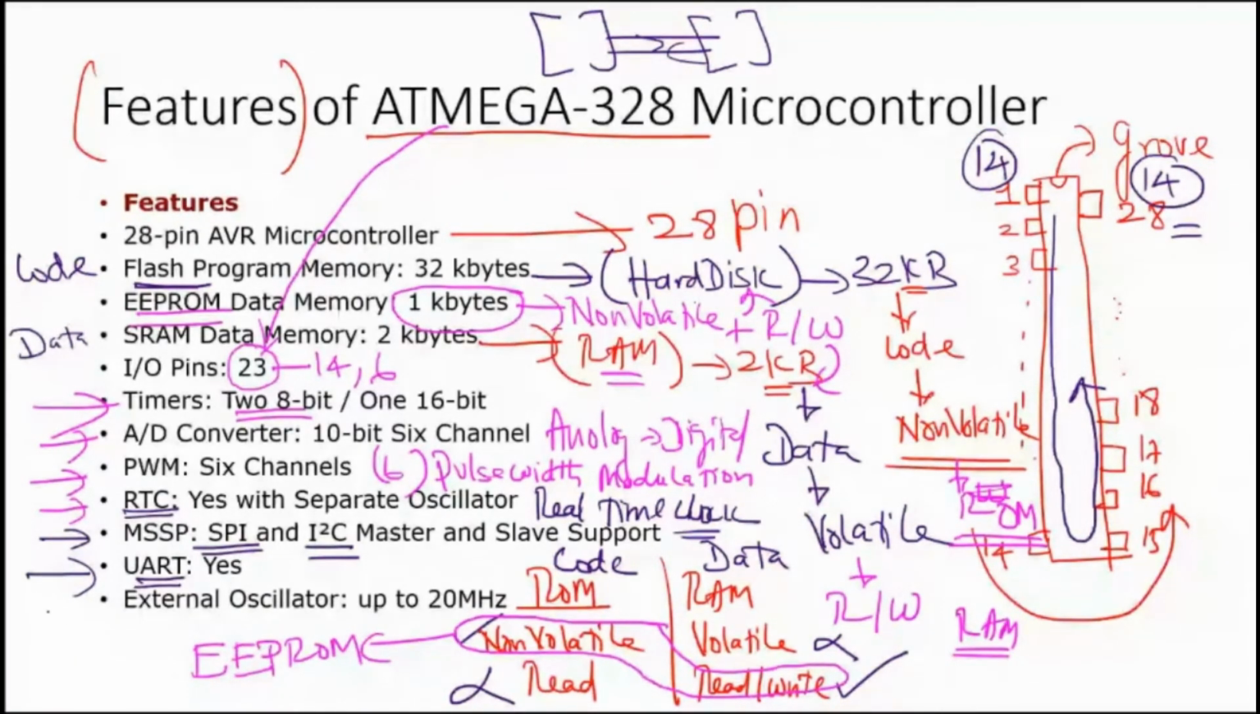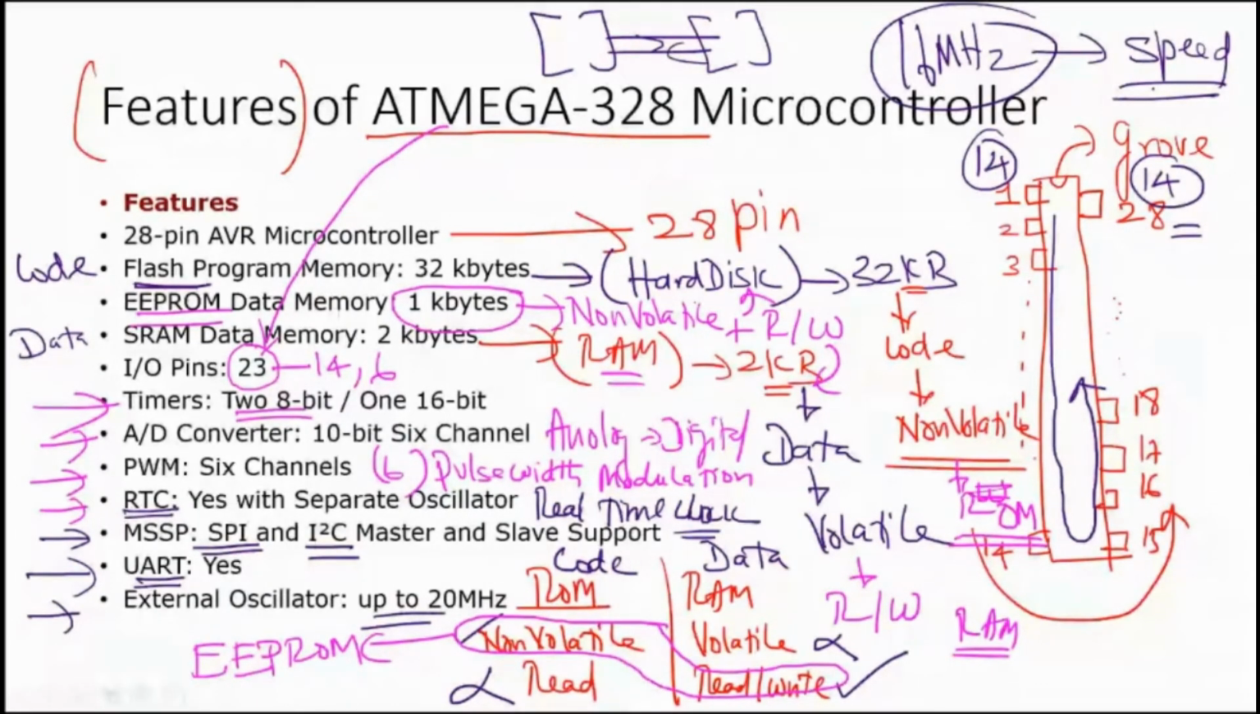Okay. Finally, this device has a maximum oscillator support of up to 20 megahertz. This defines the speed of operation. So we have a maximum frequency of 20 megahertz. For our case, we have used only 16 megahertz in the board. So this defines the speed at which the board or the microcontroller works. So that is important to understand as far as this microcontroller is concerned.